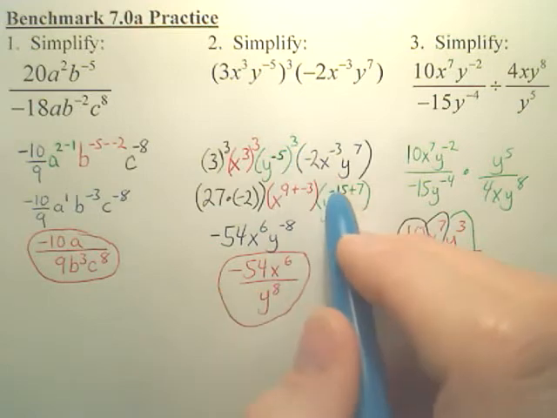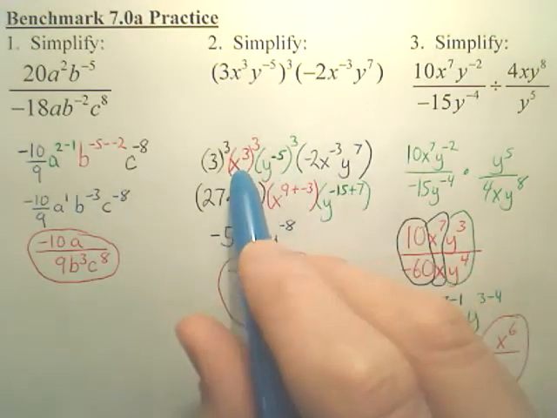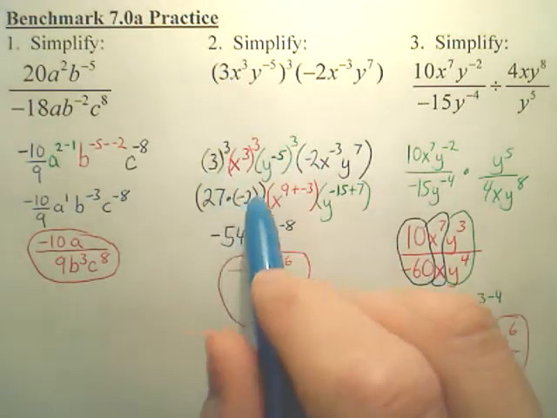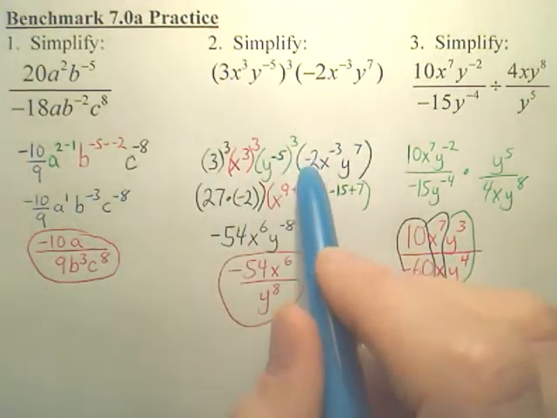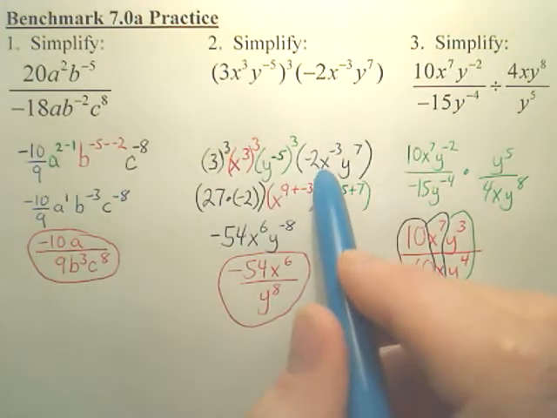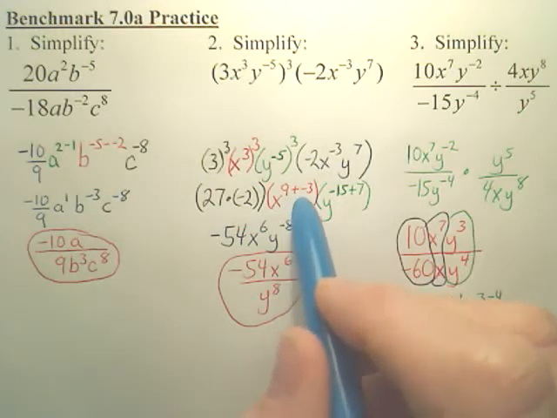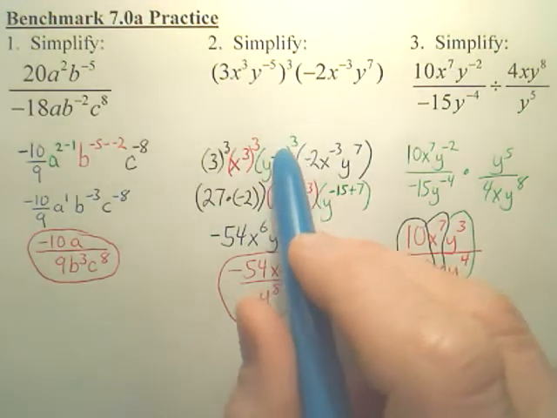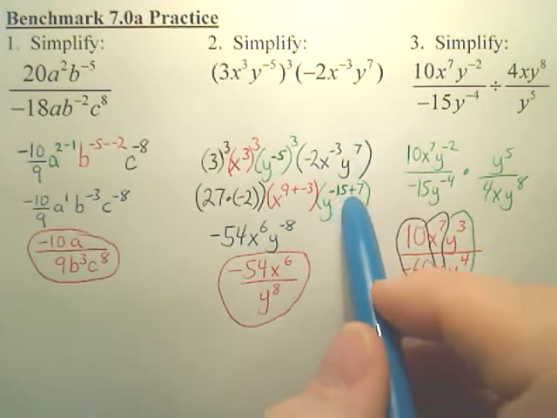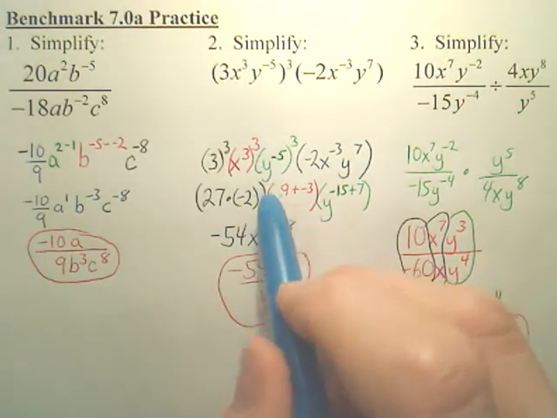This is negative 15. And what you can see right here is, what's all this plusing and minusing? I'm already combining the two, meaning 27 times negative 2 right here. X to the 9th, x to the negative 3rd, I'm already adding the powers, because when you multiply, you add powers. Y to the negative 15th, y to the 7th, I'm adding those. So I kind of skipped a step from here to here, so just be careful.